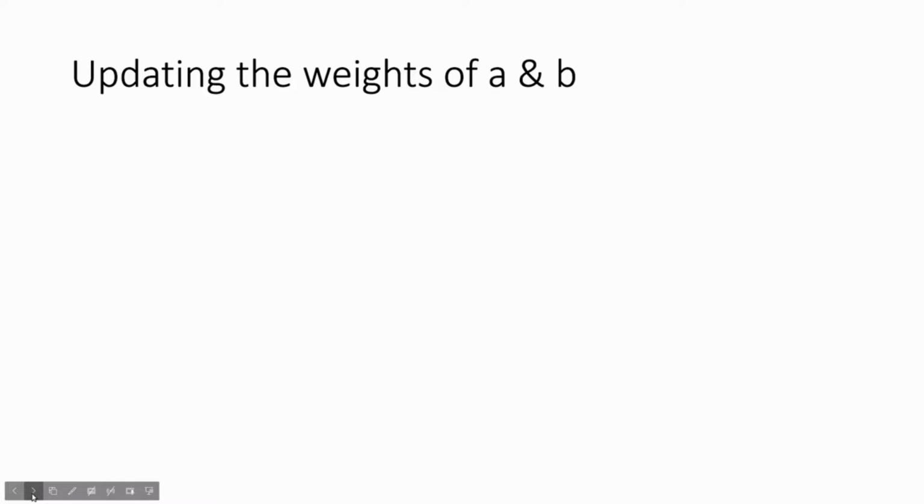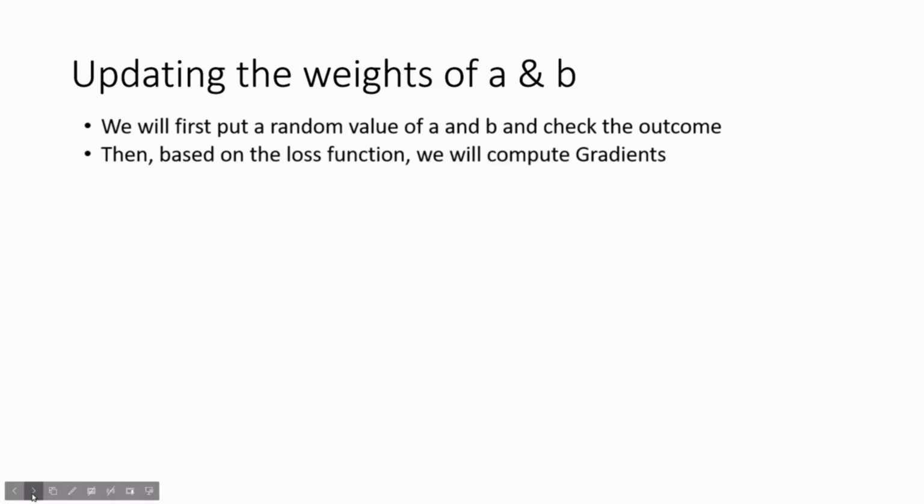Now how will we update the weights of a and b? As we said earlier, we will initialize the weights at a certain value, and then based on the loss function we will compute the gradients. Now the gradient here is nothing but the partial derivative of the loss function with respect to a, so that is the gradient for a, and the partial derivative of the loss function with respect to b will be the gradient for b.